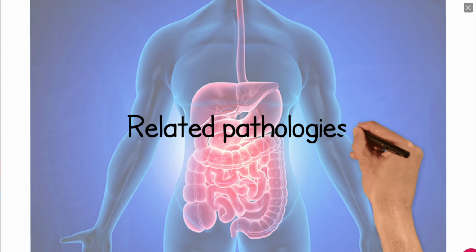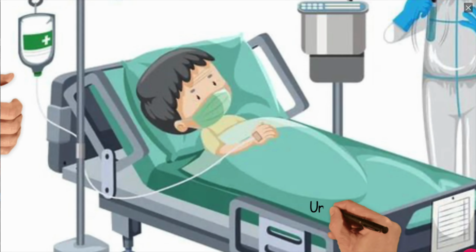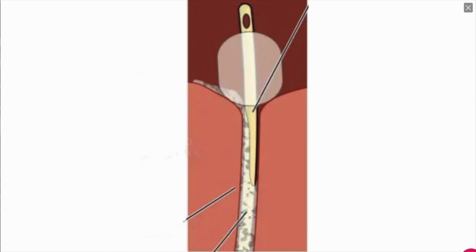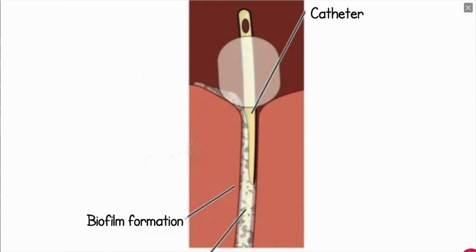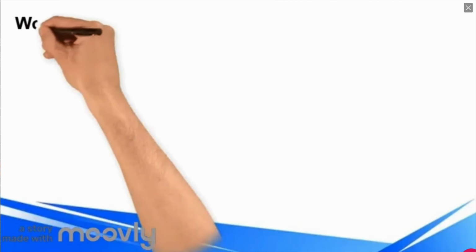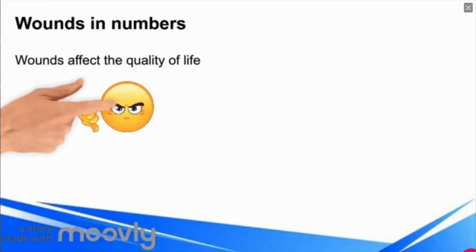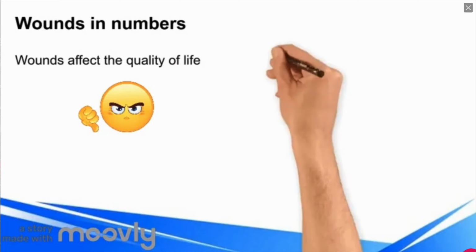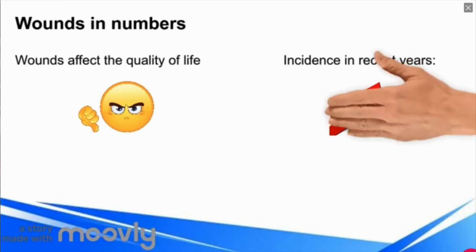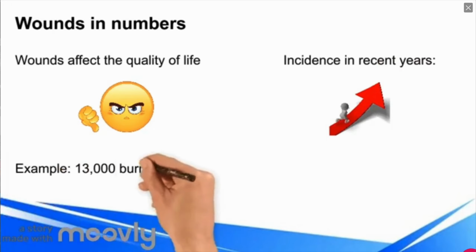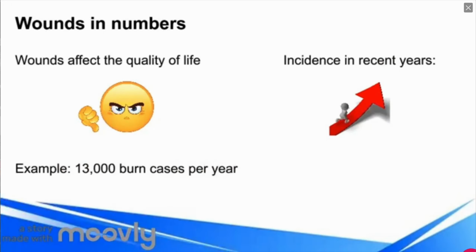Okay, now let's see the related pathologies. In this case, we have very common urinary infections, the ones that are produced due to the formation of biofilms in the used catheters. Wounds in Mexico are a public health problem that affects the quality of life of those who experience them. In recent years, the incidence of injuries in our country has increased. For example, according to data from the Ministry of Health, an average of 13,000 people are reported to have some type of burns each year.